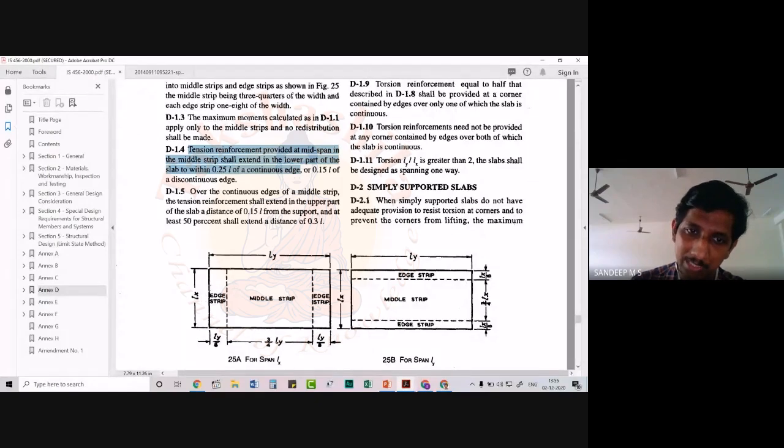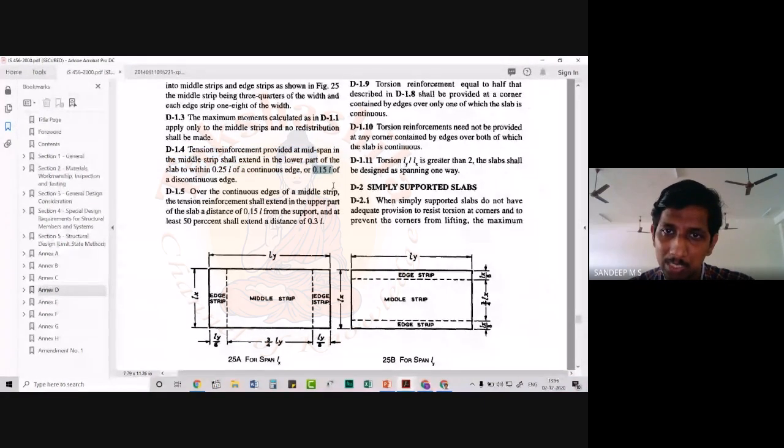If we have a continuous edge, say suppose I am considering this slab and I am talking with respect to Ly direction, and on both these directions I have a continuity. This side is continuous and this side is continuous. In that case, I have to extend the reinforcement which I design in the middle strip through a length. On this side, I should extend it to a length of 0.25 L, or else, suppose this was not continuous, it was actually discontinuous, as in the case of our problem, we have to extend that through a distance of 0.15 times Ly in this case. Okay, 0.15 times Lx, I should extend that. So that is another condition that the code suggests. Then we have a few more conditions.